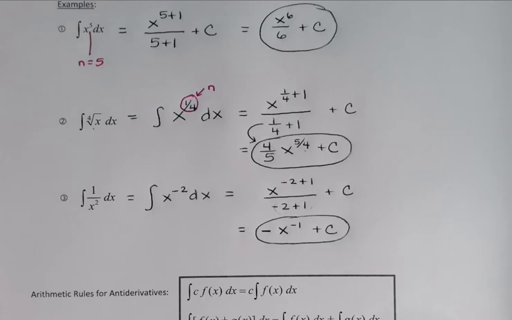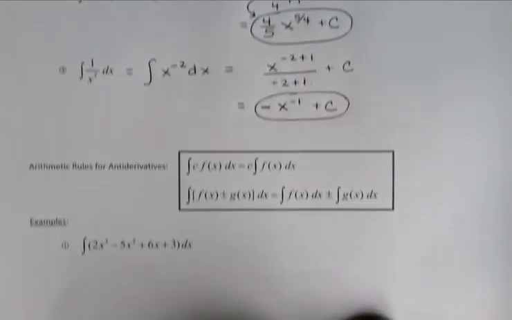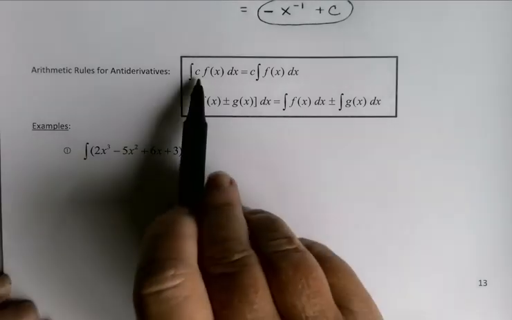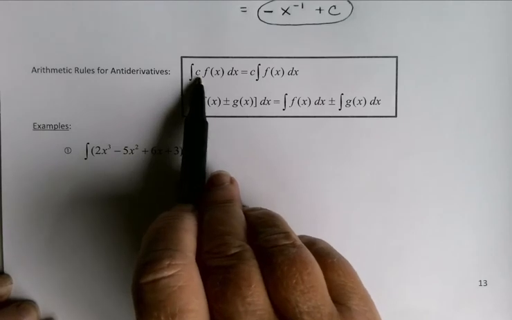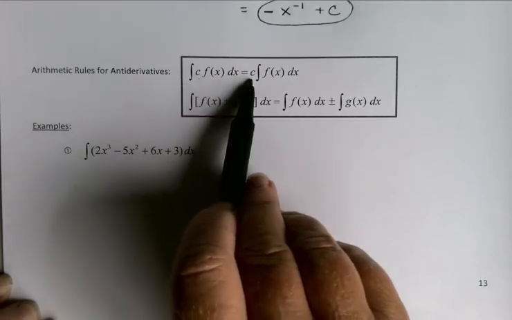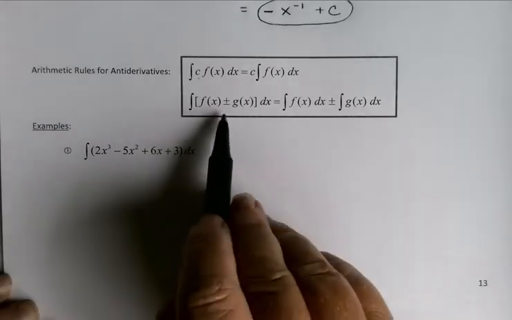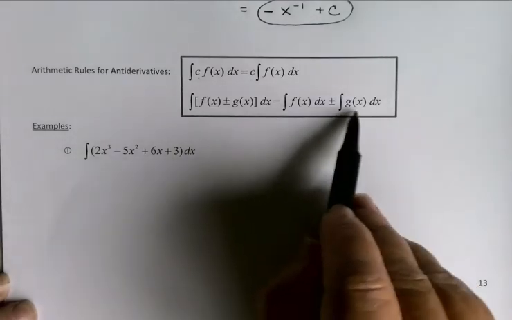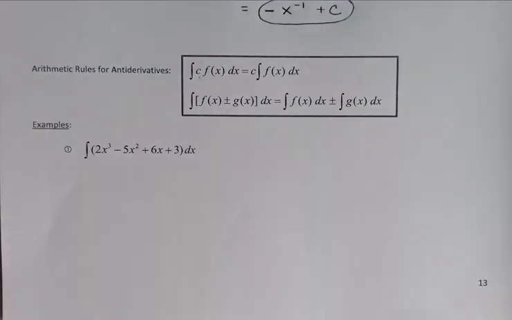All right, what about some arithmetic rules for antiderivatives? Notice these are the ones that we've seen also for definite integrals. They also work for antiderivatives like they do for derivatives and limits. Constant multipliers can be brought outside the integral as a constant multiplier. And if I want to find the antiderivative of a sum or difference of functions, I can just do the two antiderivatives separately and then add or subtract them.